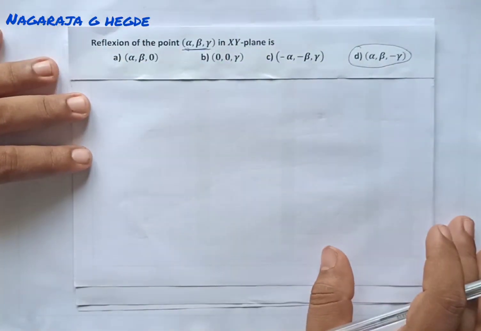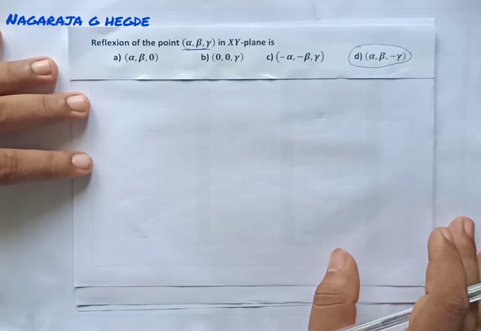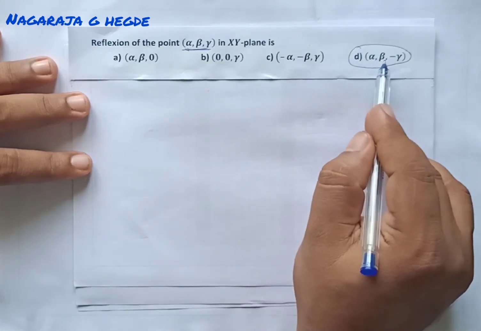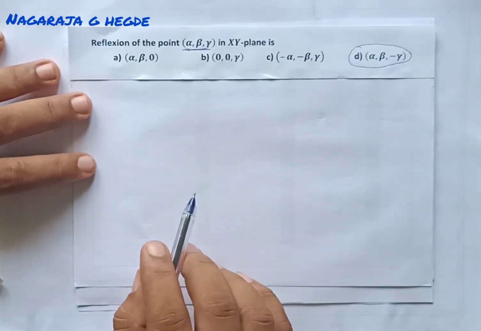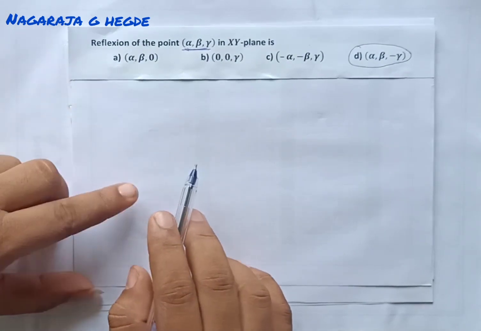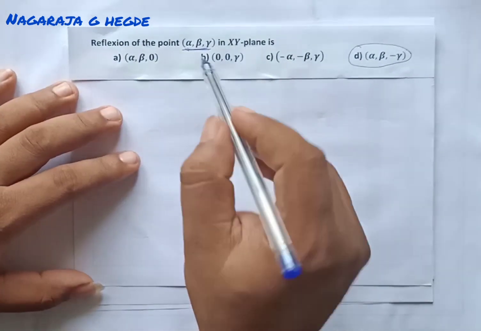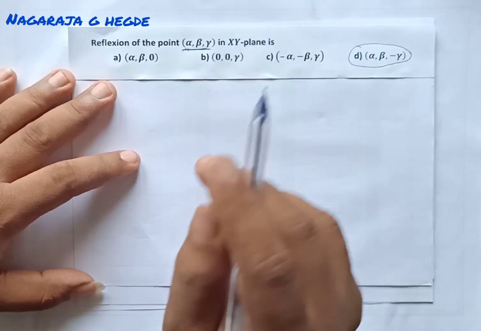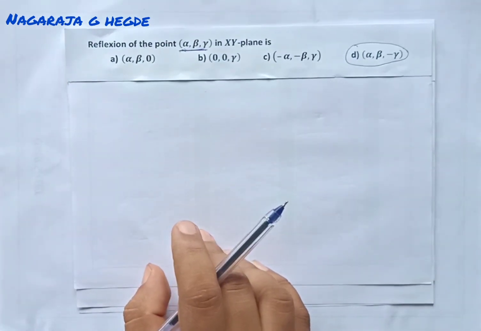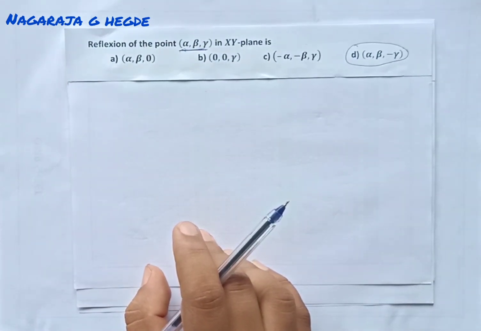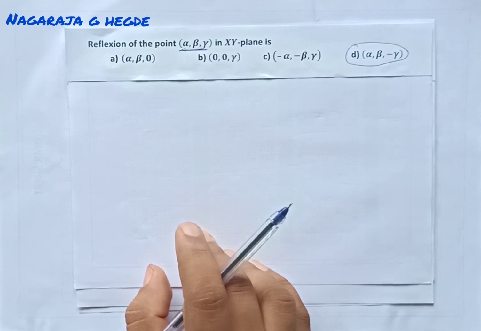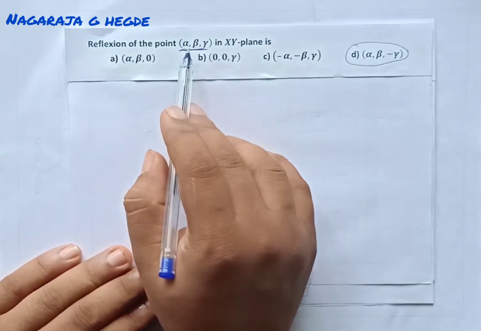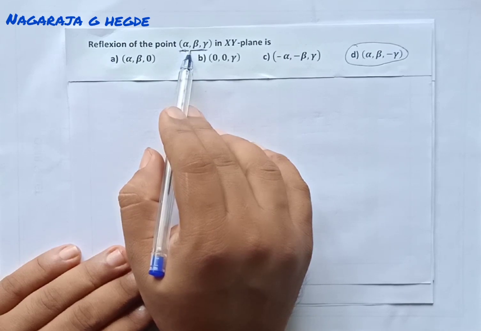Reflection of the point alpha, beta, gamma in the xy plane is. Answer is alpha, beta, minus gamma. How is it possible? Very simple. This point alpha, beta, gamma, if you consider alpha, beta, gamma as positive, then this point lies in the first octant.